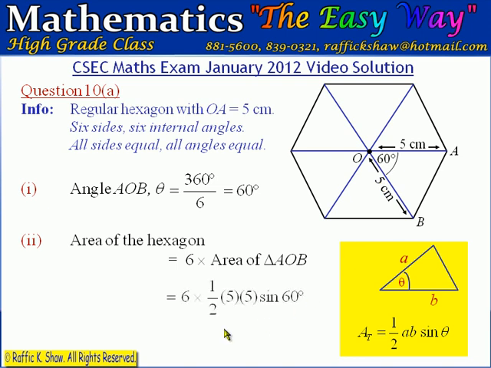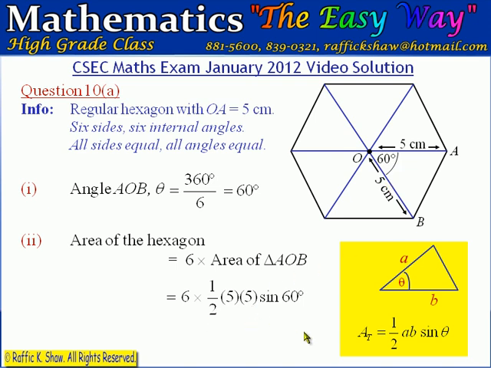calculation. So the area of the hexagon is going to be 6 multiplied by the area of triangle AOB, which is half 5 multiplied by 5, that's the two sides, times the sine of the angle between those two known sides, which is 60 degrees.